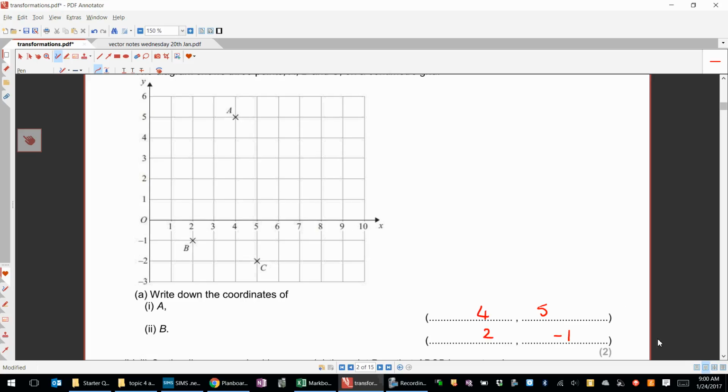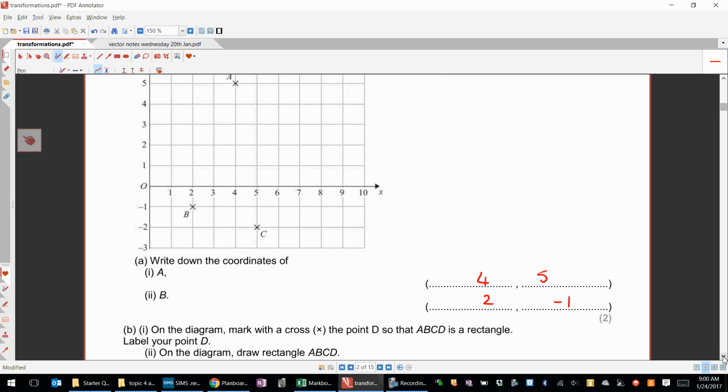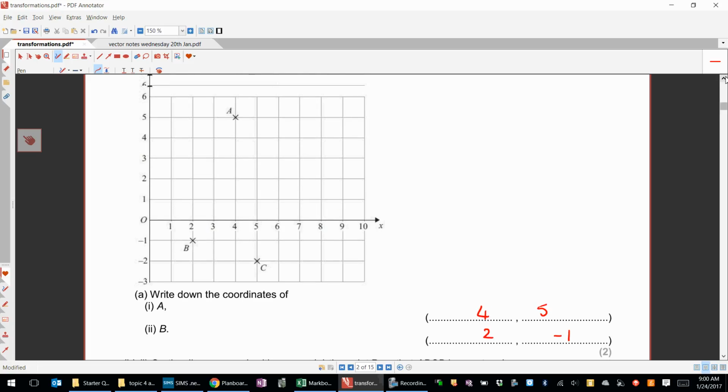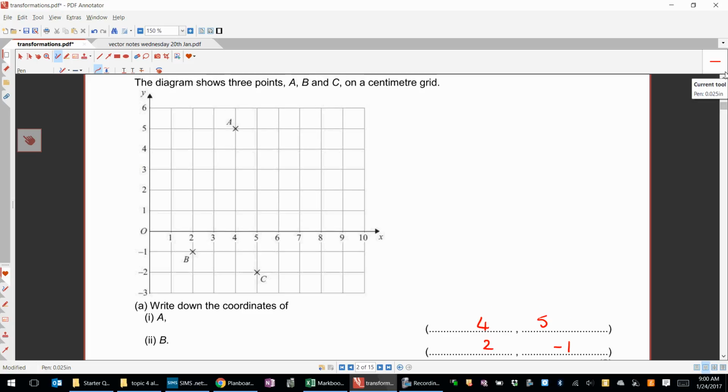Coordinates of D. Mark with a cross point D so that ABCD is a rectangle. Okay, actually, that's quite important. How do you decide? Because I remember we had a question like this, and a lot of you struggled with how to make it a rectangle. How do you decide where it's got to be? I just count the squares, 1, 2, 3. Okay. Well, estimation is a bit that you'd like to get it wrong. Counting squares is better.